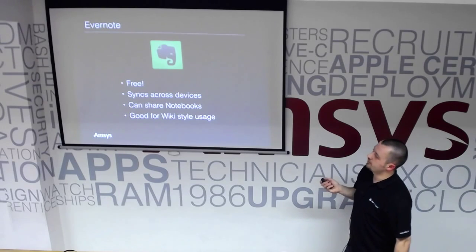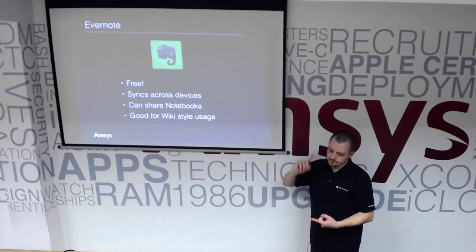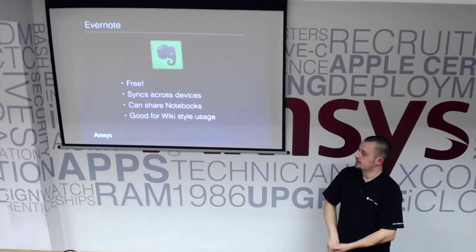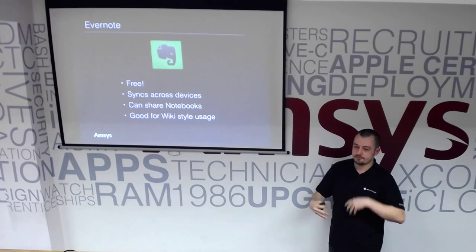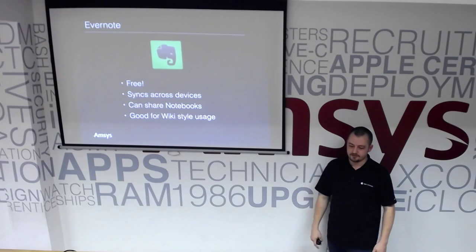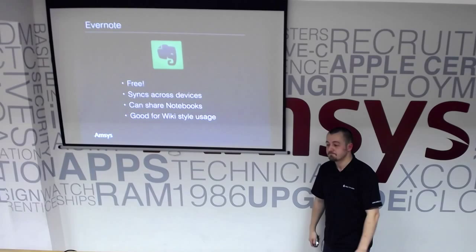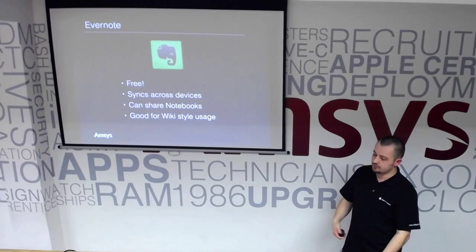So we use Evernote, which syncs across devices, iOS and OS X. Pretty sure it's on Windows and Android as well. You can share notebooks between people, like we have shared notebooks for various bits and pieces. And we kind of bastardized it and used it as a wiki. It can do tags, you can do searching, all kinds of things.